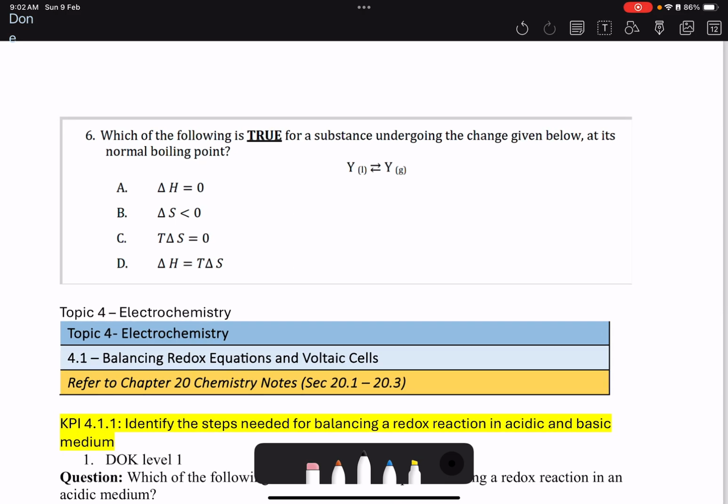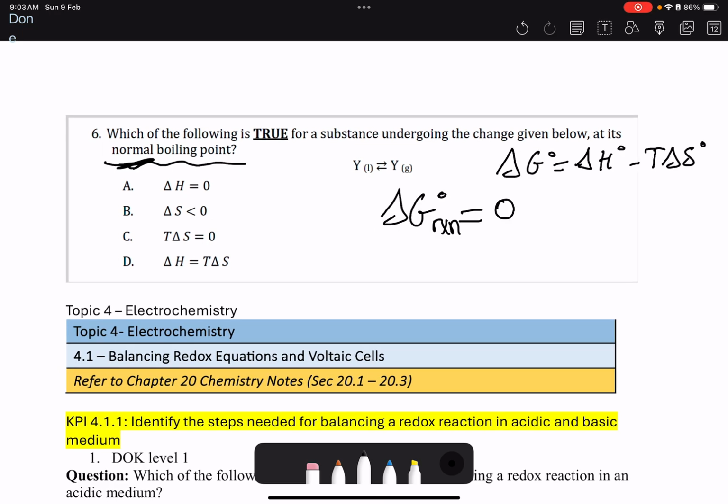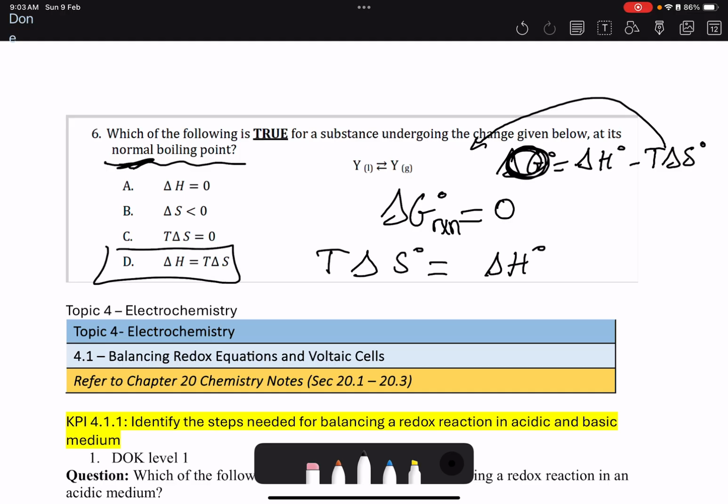And finally, the last question in this lesson. Which of the following is true for a substance undergoing the change given below at the normal boiling point? So we are at equilibrium. And at equilibrium, because they said normal boiling point, that's why. So at equilibrium, delta G reaction is 0. Now, knowing that delta G is equal to delta H minus T delta S standard, it means that if I put 0 over here, I can take this value to the other side and I'm going to get T delta S equal delta H standard. So that is the answer.